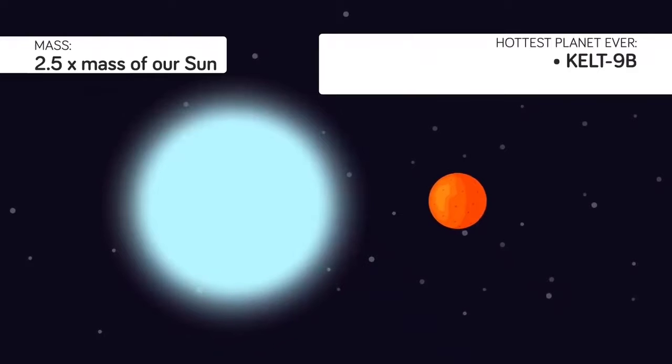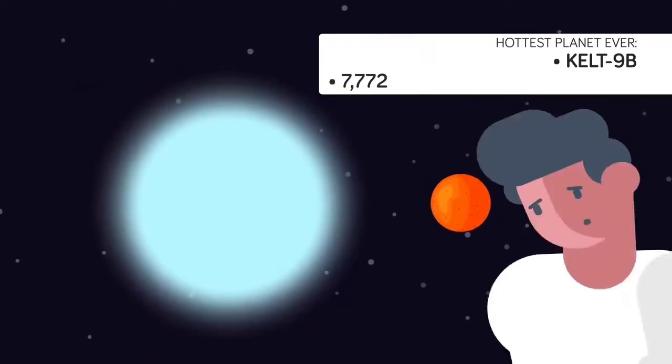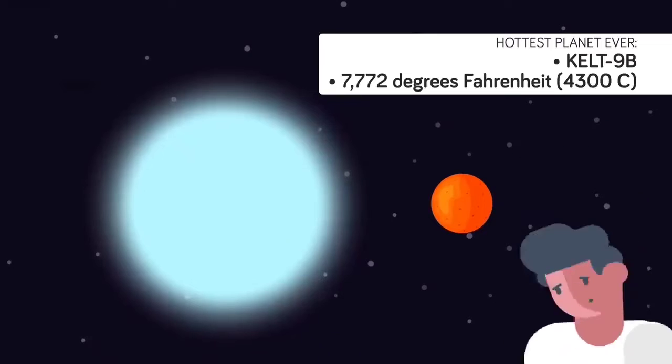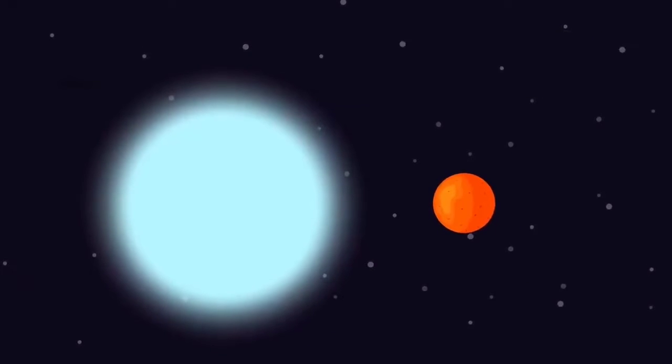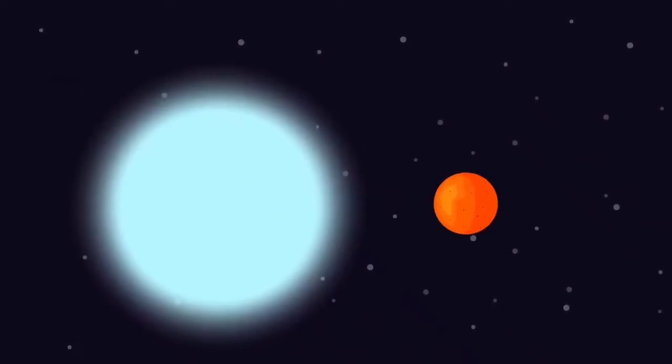While scientists cannot yet measure the distance of the planet from the star, they do know that the surface temperature of Kelt 9b is an incredible 7,772 degrees Fahrenheit. That's hotter than most stars with a lower mass than our Sun. While a rocky planet like Mercury would be a permanently molten ball of lava, Kelt 9b is a Jupiter-type gas giant whose atmosphere is being burned off by its parent star.